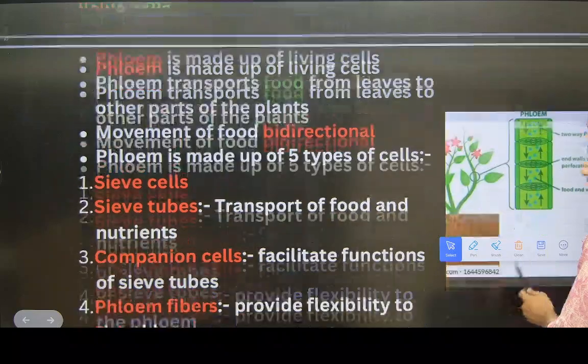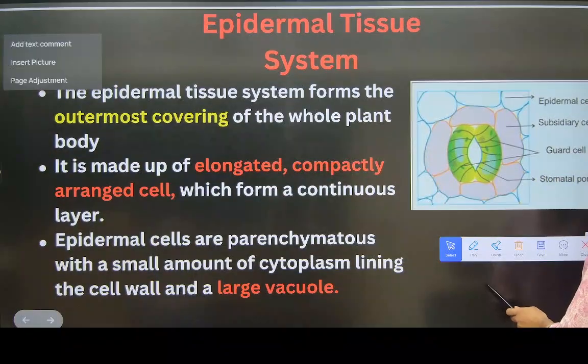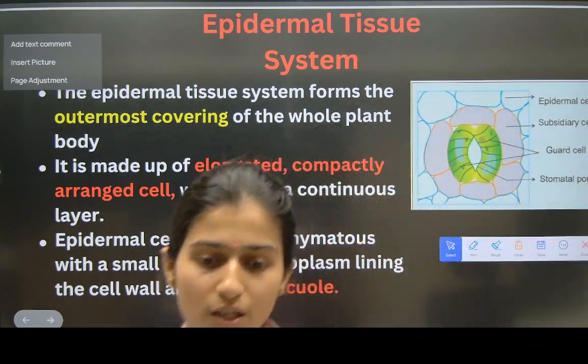Now we saw xylem and phloem, right? Now we will see the epidermal tissue system.